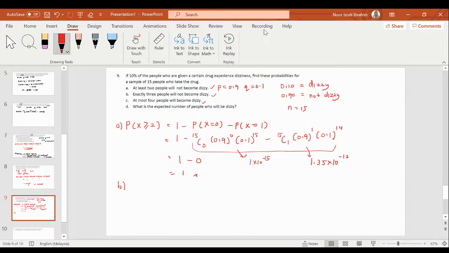B, exactly 3 people will not become dizzy. So again, the success is not dizzy. So P is 0.9, Q is 0.1. So you want to find the probability of exactly 3, and we have to set the P as 0.9. So this will be 15 C 3 multiplied with 0.90 to the power of 3 multiplied with 0.10 to the power of 12. You should get here 3.31695, or 3.317 times 10 to the power of negative 10.